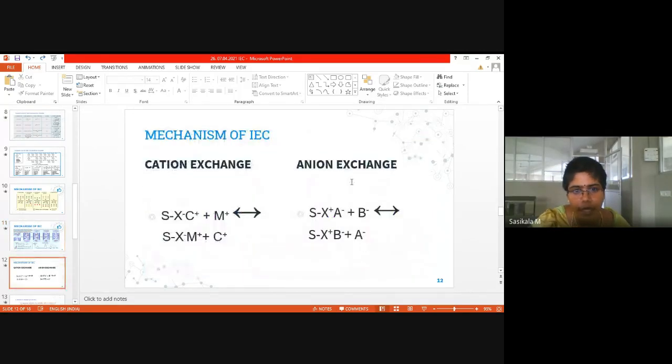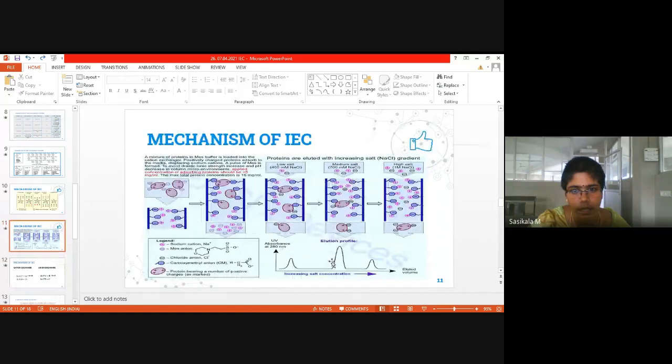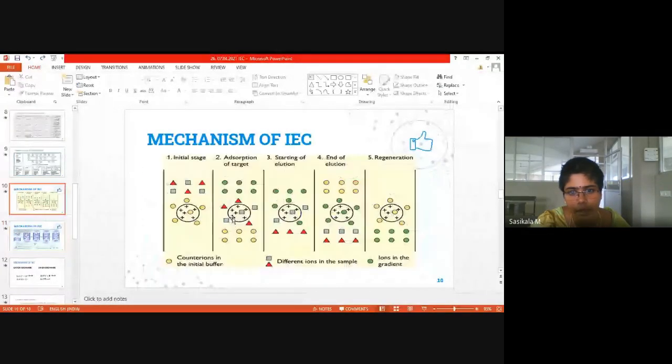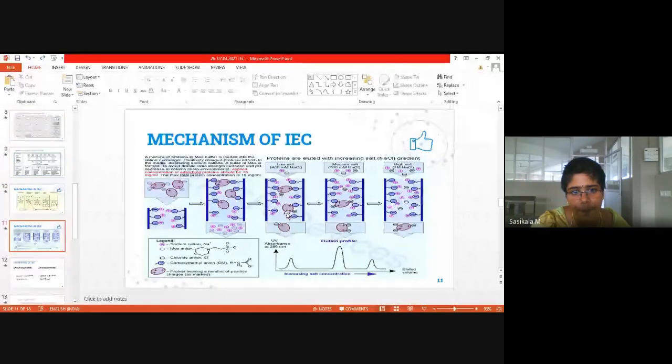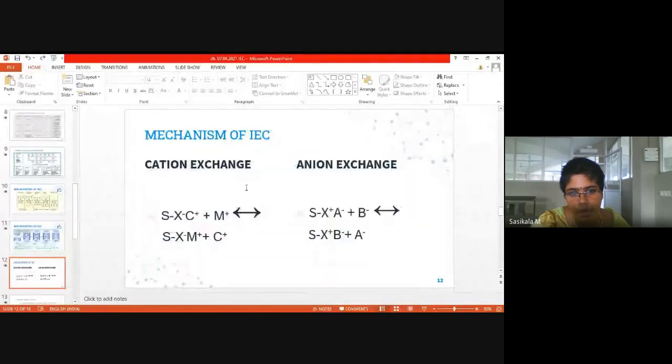This is an example of cation exchange chromatography, whereas we discussed the general mechanism for anion exchange chromatography. Here is the chemical reaction. What we have discussed, I have shown in the chemical reaction: cation exchange and anion exchange.